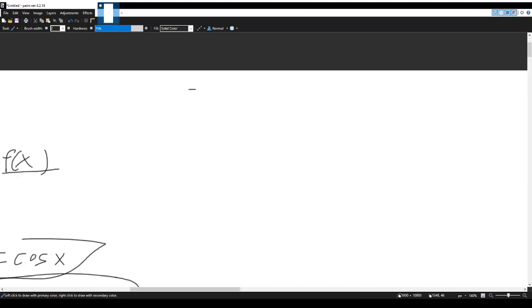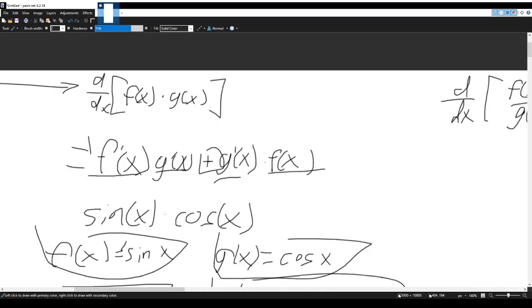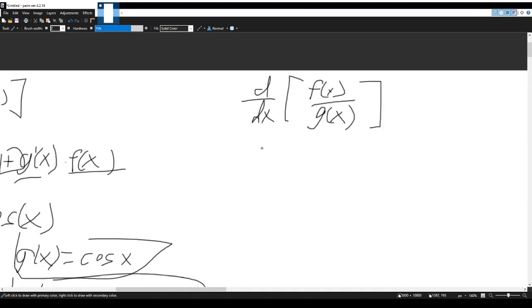So what if we want the derivative of f of x over g of x? Now this one, realize, should not be symmetrical like this one. It should matter which one's f and which one's g, because of course, 5 over 7 is not the same as 7 over 5, even though 5 times 7 is the same as 7 times 5.